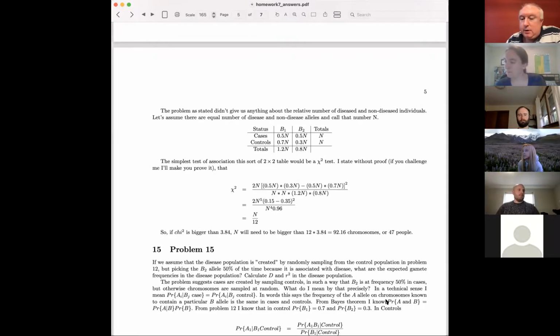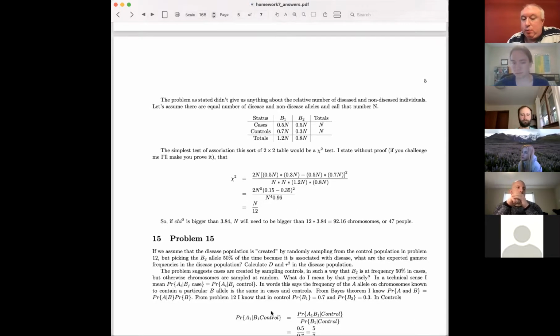So the problem tells you to imagine that disease people have the B2 allele probability 50%. And really what it's going to try to figure out is what is the frequency of the A1 and A2 alleles in the population of people with disease and the population of people without disease. So we do that with just Bayes' theorem over and over and over again. The probability of A and B is equal to the probability of A given B times the probability of B, or the probability of A given B is equal to the probability of A and B divided by the probability of B.